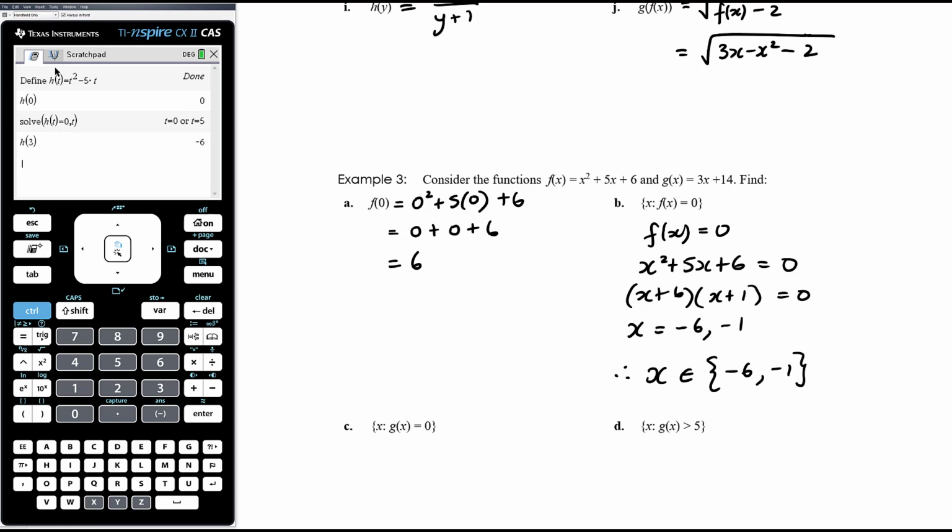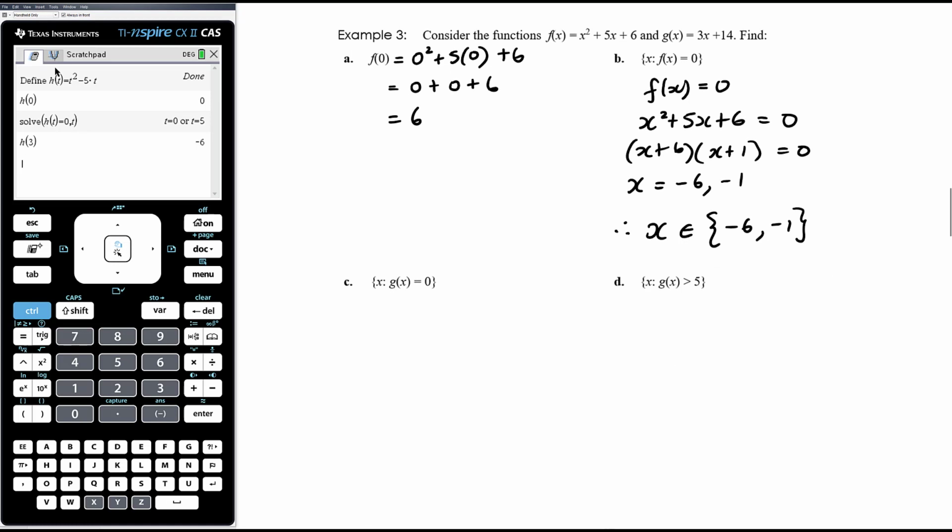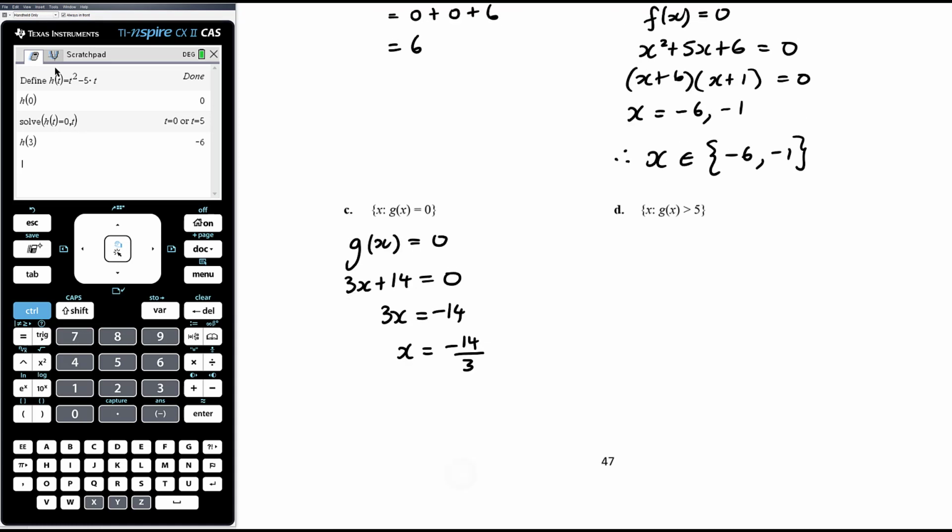Part C, the set of x values such that g of x is equal to 0. Okay, so g of x equals 0 means 3x plus 14 equals 0, or 3x is negative 14, so x is negative 14 on 3, which means, given we were asked for a set, x is an element of the set of values that include negative 14 on 3, so it's just one possible value.